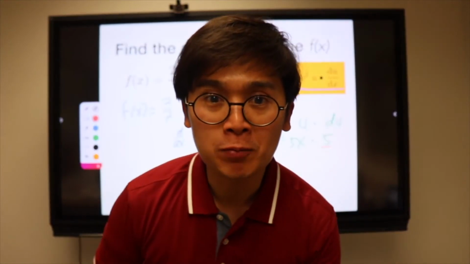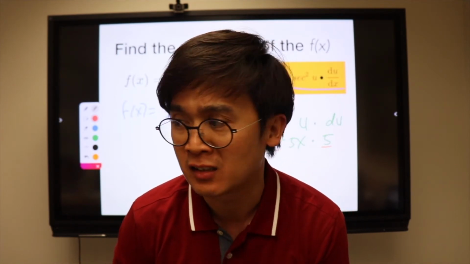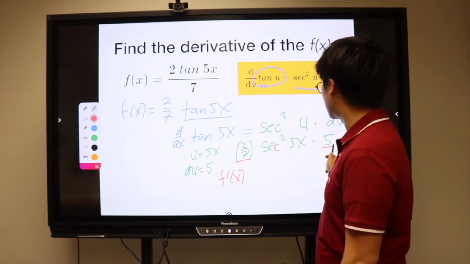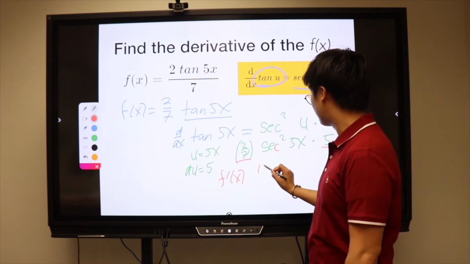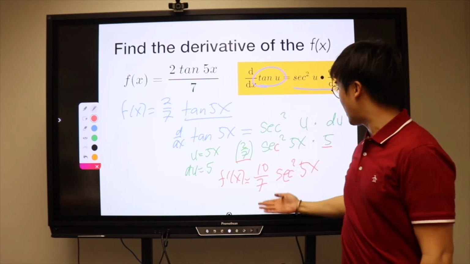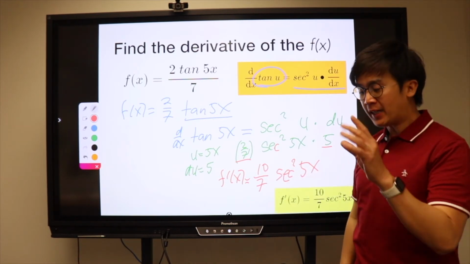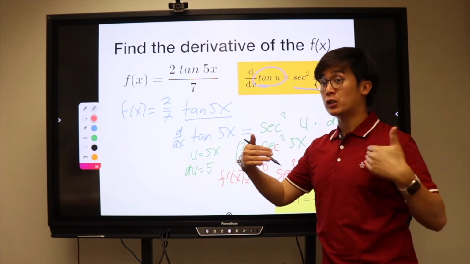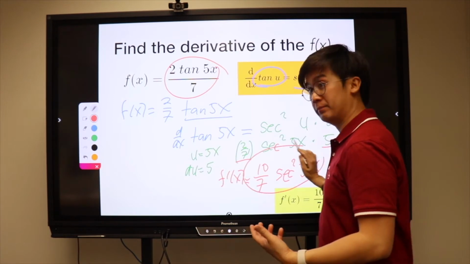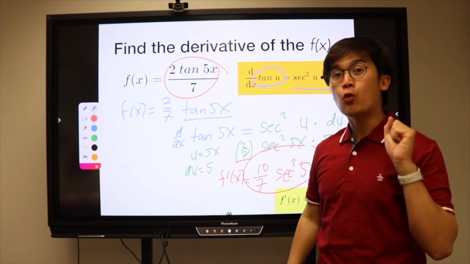If you don't know your fractions, please watch Aaron Sanchez and I's video on how to multiply fractions. 2 over 7 all over 5. Aaron Sanchez will teach you how to multiply 2 over 7 and 5, which is 10 over 7. The derivative of 2 tangent 5x all over 7 is 10 over 7 times secant squared 5x. But if you're taking the AP Calculus test and it's in the multiple choice, you need to be aware that it could be of this form or this form. So make sure that you know your algebra so that in the multiple choice, you know what to look for.